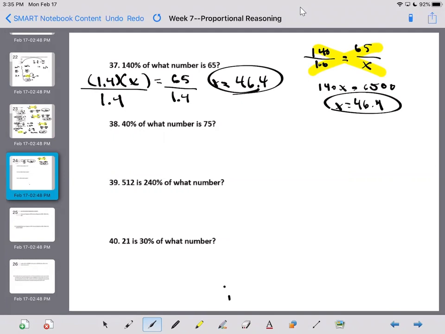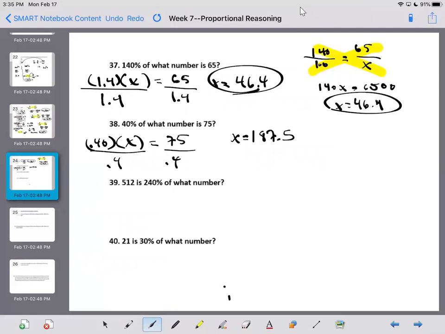If I know 40% of what number, so 40% of the total I don't know is 75. I would just divide both sides by 4/10 or 40 hundredths. 75 divided by 4/10 is 187.5. Now that was our whole amount. So 75 divided by 187.5 is the same as 40%.